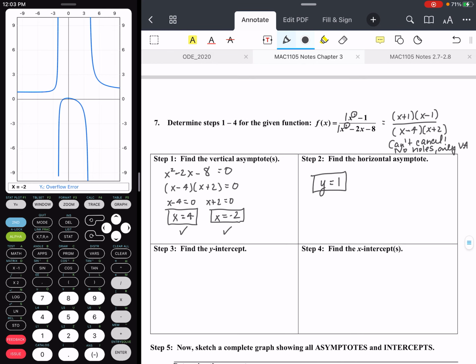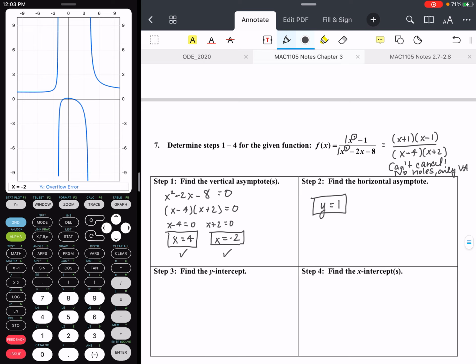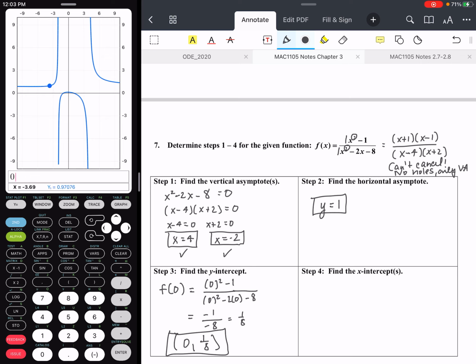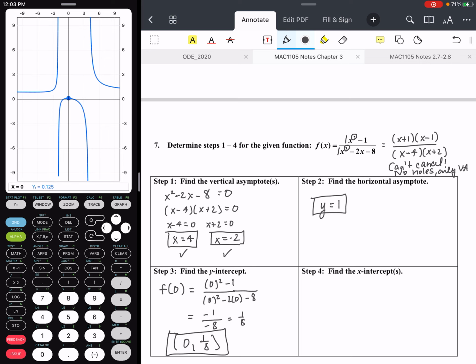Moving forward, find the y-intercept. So on my graph, it's not really obvious what this is. So this is the case where you would want to plug in f of 0 and see what you get. So f of 0 equals 0 squared minus 1 over 0 squared minus 2 times 0 minus 8. So this gives me negative 1 in the numerator and then negative 8 in the denominator. So we have the ordered pair 0 and 1/8. Right, so that's our y-intercept. Let me just double check that with my trace function. Plug in 0. So there's 0.125, which is equal to 1/8.